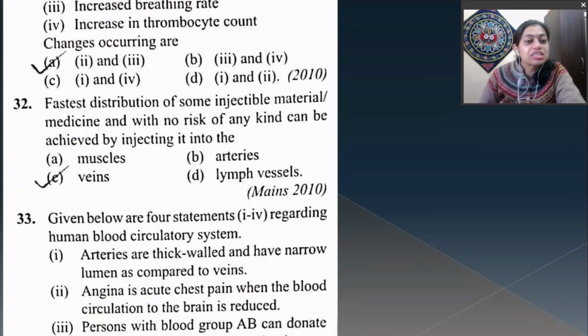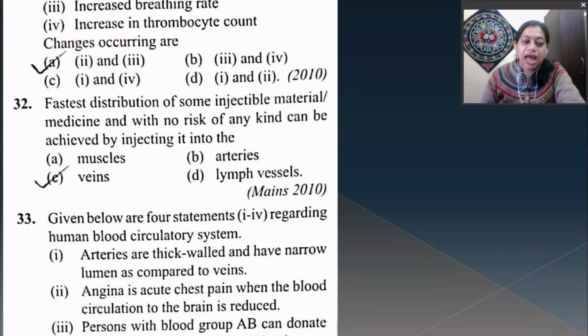Next, fastest distribution of some injectable medicine and with no risk of any kind can be achieved by injecting it into the muscle, arteries, veins or lymph vessels. Mainly intravenous injections हम देते हैं. Next, given below are 4 statements regarding the human blood circulatory system.